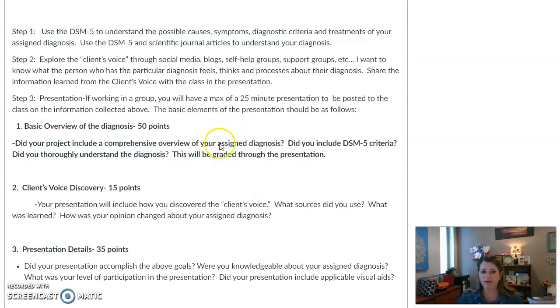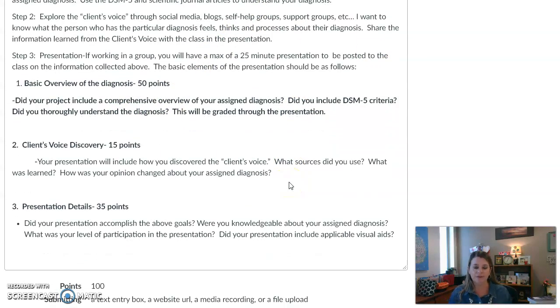Again, step one is right here. I want to see that you're an expert in understanding that diagnosis. So provide any information about that diagnosis, certainly including the DSM-5 criteria, making sure that you are very comprehensive in your overview of teaching us. Make the assumption that we have never heard of that diagnosis before, and how would you explain that to us, okay? So that is a big chunk of your points right there. I'm looking for visuals in your presentation. I'm looking for knowledge. I'm looking for breakdown of complex ideas. So make sure all of that is in there.